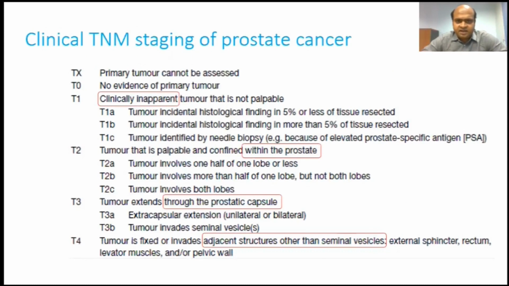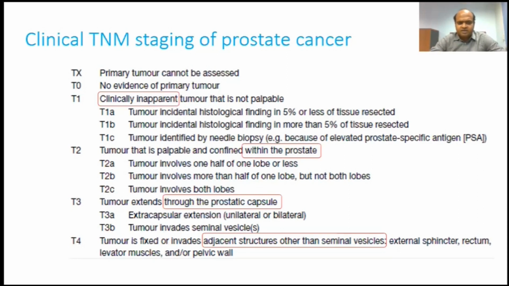TNM staging of prostate cancer is like other cancers. It has been divided into T, N, and M staging systems. T1 is a clinically inapparent tumor. That means there is a tumor within the prostate, but it is not palpable by rectal examination. Usually they are detected by screening PSA evaluation. And T2 is the tumor which is confined within the prostate. However, they are palpable by rectal examination.